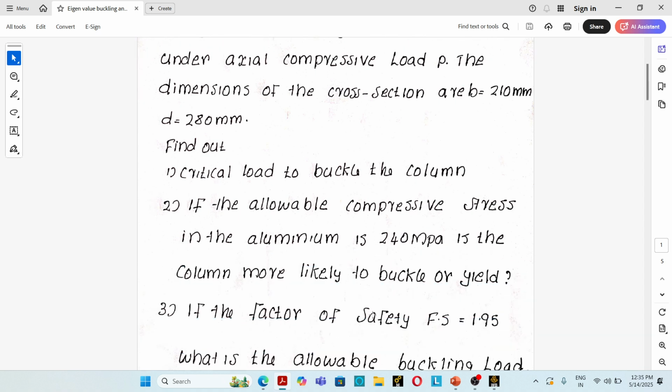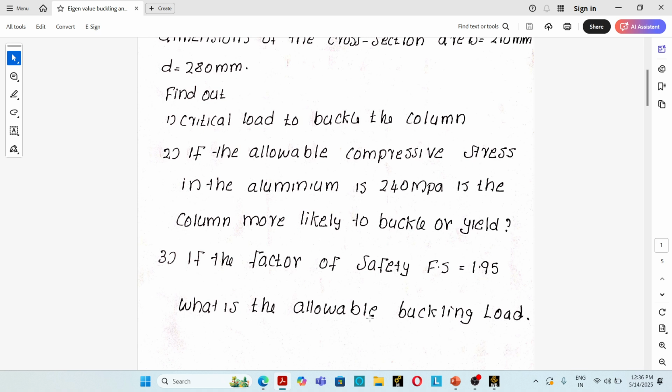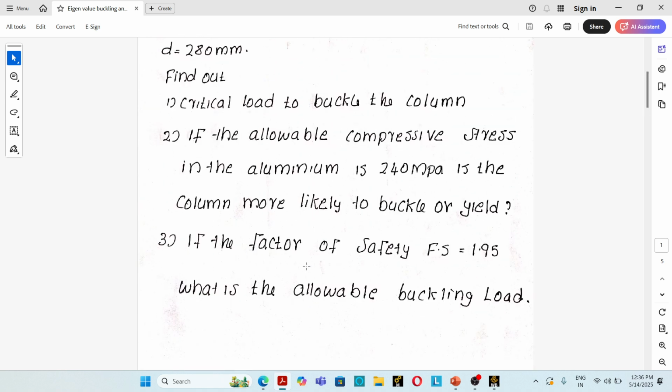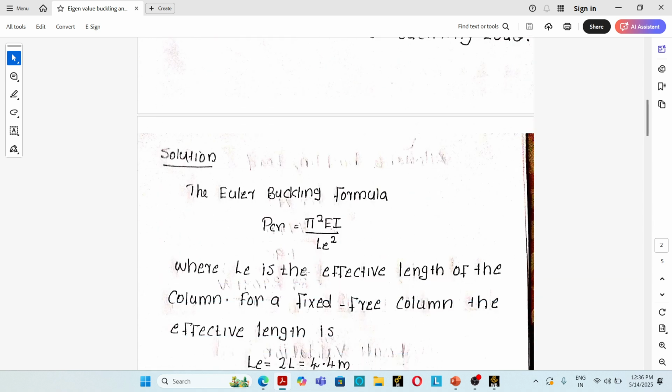Second question, if the allowable compressive stress in the column is 240 MPa, is the column more likely to buckle or yield? Third question, if the factor of safety is 1.95, what is the allowable buckling load? So we have to find out these three questions. First of all, I am going to discuss the analytical calculation before moving to Ansys Workbench.